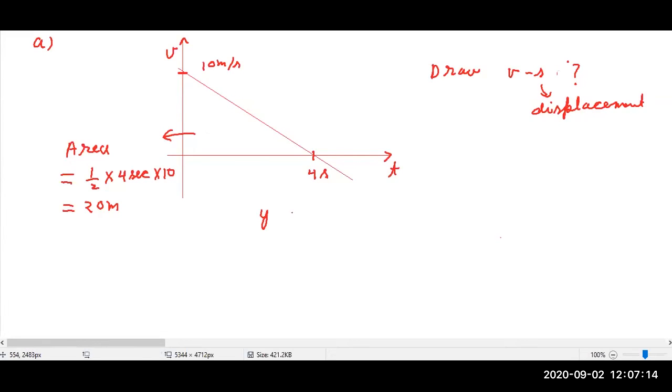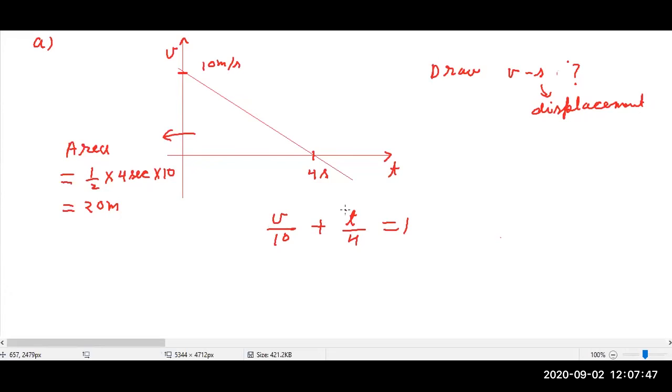If we write the equation using the slope intercept form, at place of Y we will have V, and the intercept is how much? 10. And slope is how much? Or it is better, instead of slope, if we use the double intercept form, V by 10 plus T by 4 equal to 1. This one we can use. So this is the double intercept form. Now we have to write between V and S instead of T. We need to replace the T.